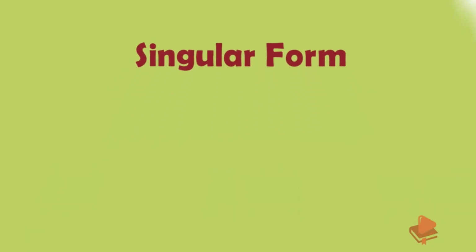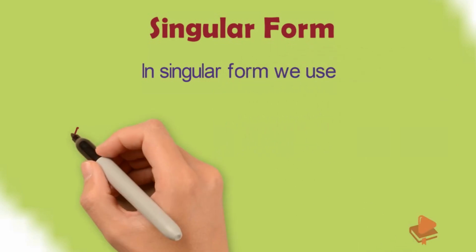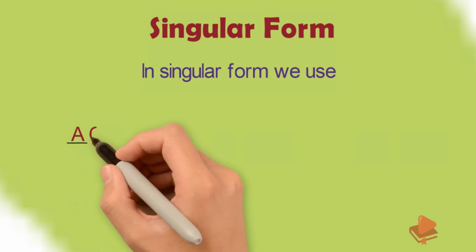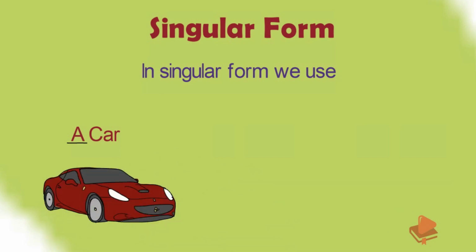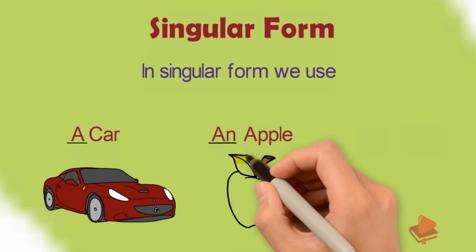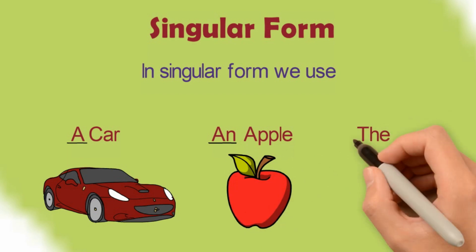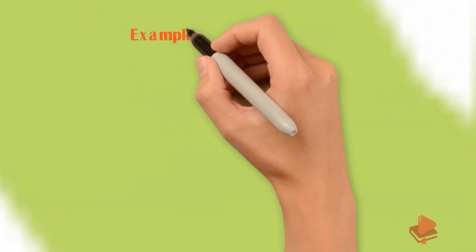What is the singular form? In the singular form, we use the letter A, which is used if the noun is not a specific one. For example, a car. Before a vowel, we use an. For example, an apple. For a particular or specific person or thing, we use the. For example, the moon.